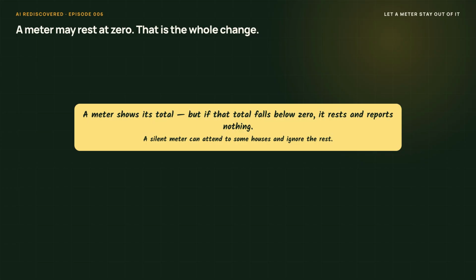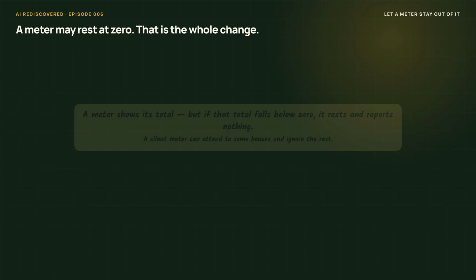So, the middle needs to do something that adding cannot. Here's the smallest change I can think of. What if a meter is allowed to stay out of it? It shows its total, as before. But if that total falls below 0, the meter simply rests and reports nothing. That is the entire change.